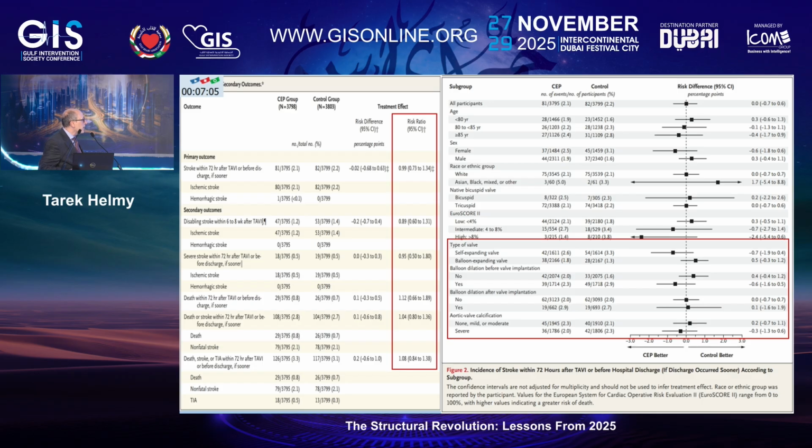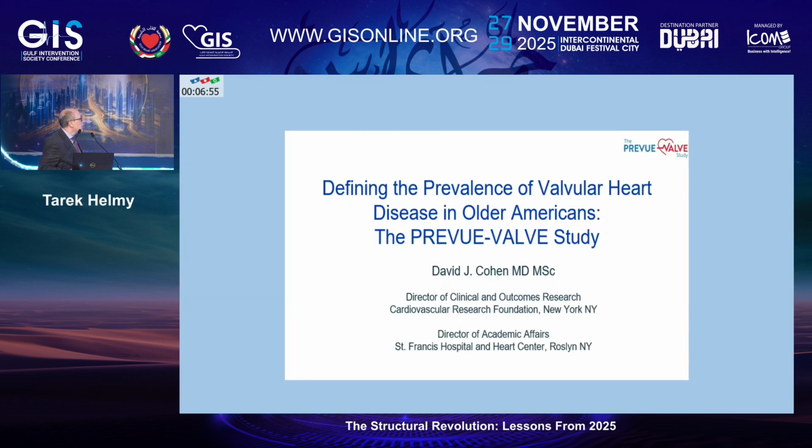So again, there's no way to detect which patients are going to suffer a stroke, but this data is strongly supportive that the routine use of this did not decrease the events in this population.